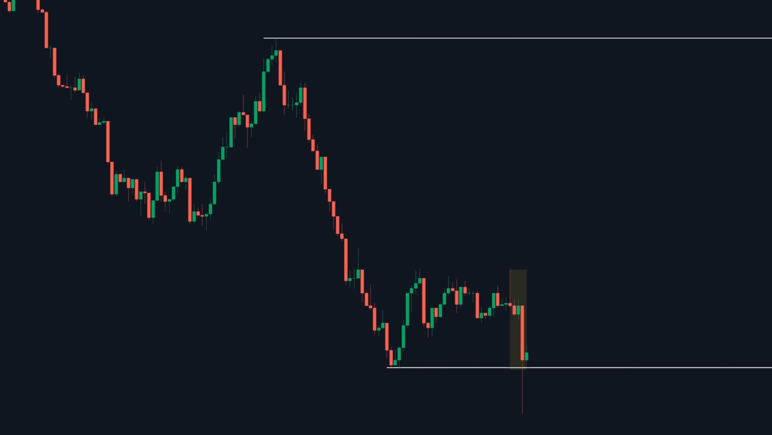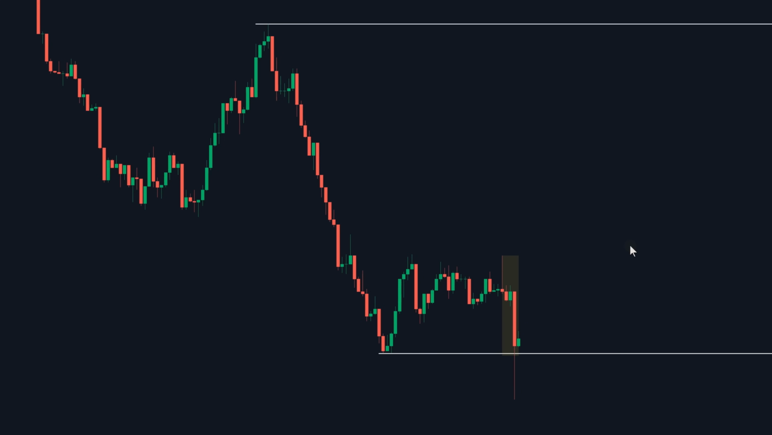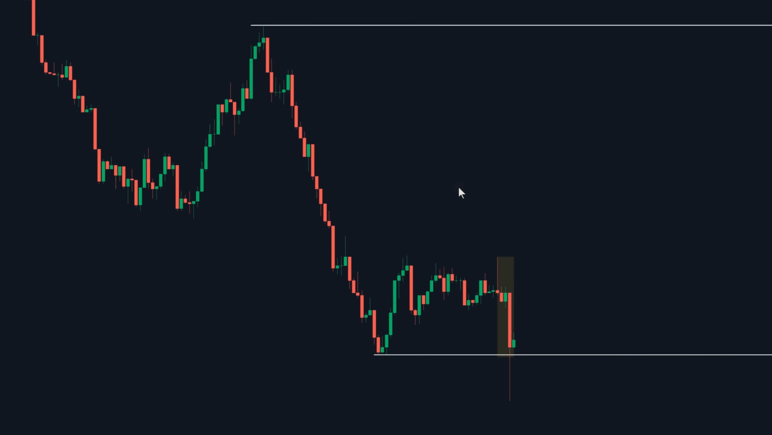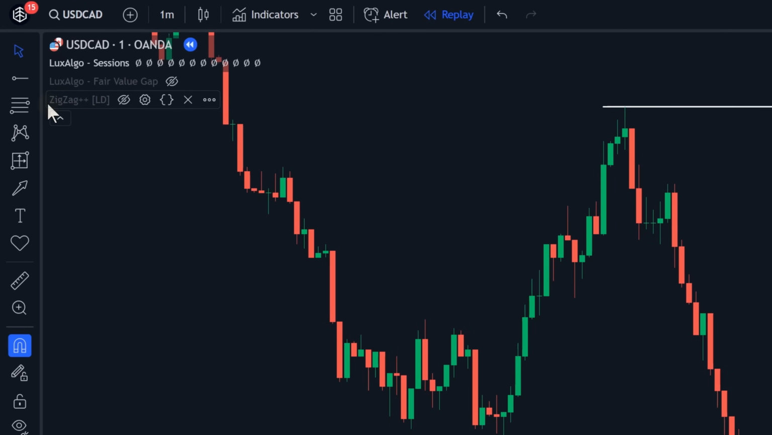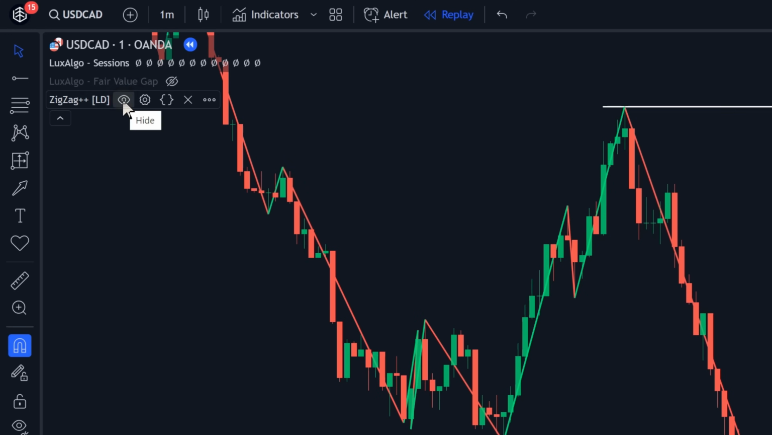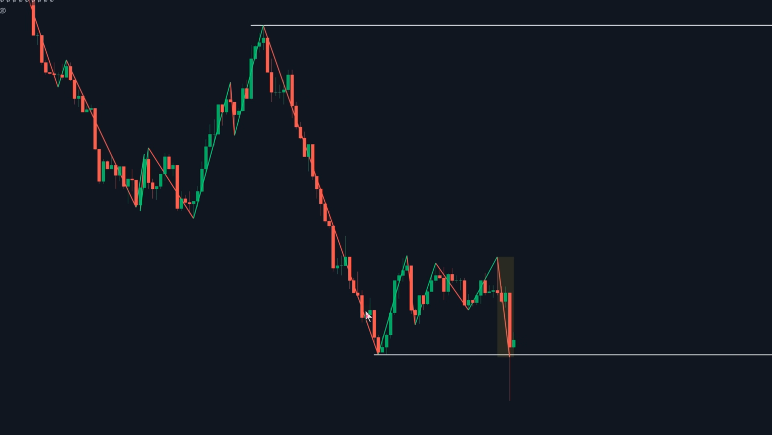Now, how do we identify a major swing high that we can use for the market structure shift? Well, that is where the zigzag indicator comes into play. We're going to click on this eye icon right here to activate it, and there you go. So these zigzag points indicate major swing highs and swing lows in the market.